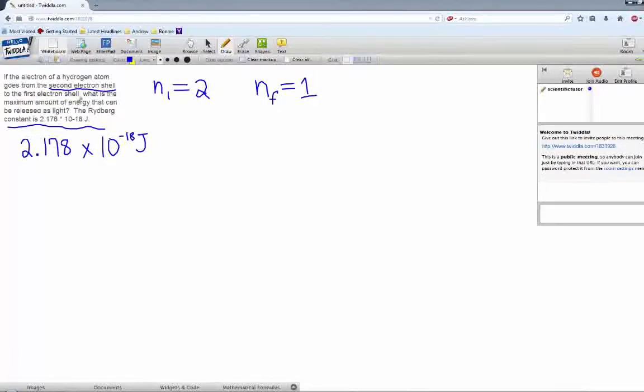What is the maximum amount of energy that can be released as light? So it's asking how much energy will this make? Question mark. This Rydberg constant is labeled in an equation as RH.